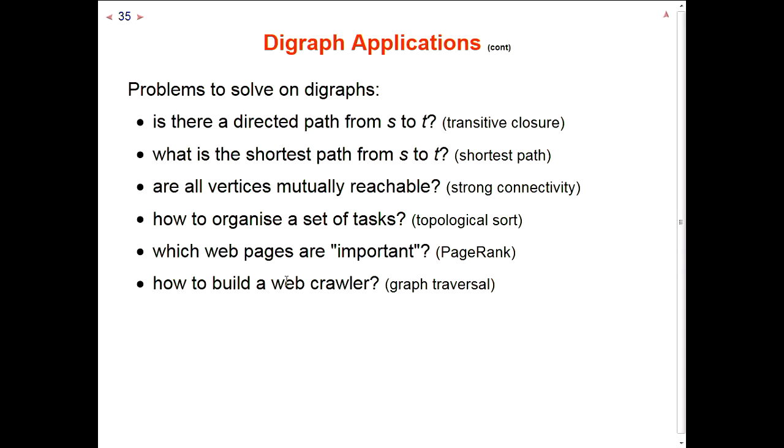You might also be interested in building a web crawler, which Google also uses, that traverses the entire World Wide Web in order to visit every possible linked web page. And this is the only way in which they can deliver search results.